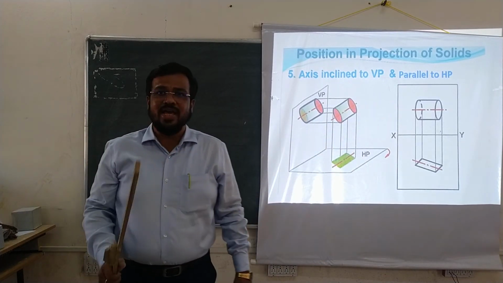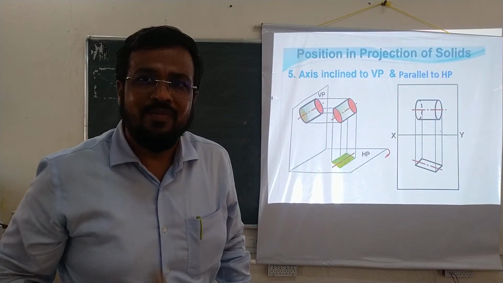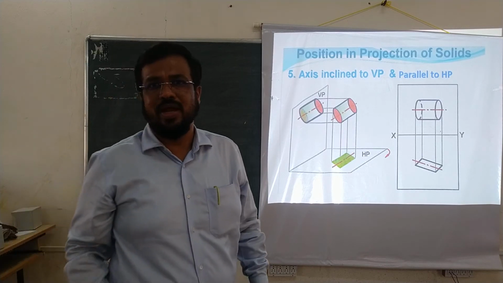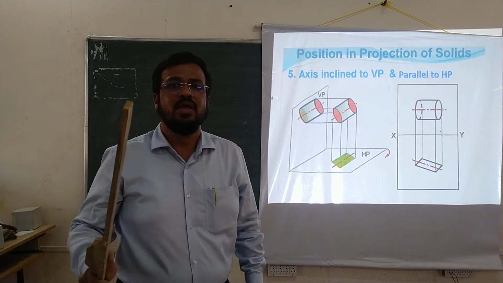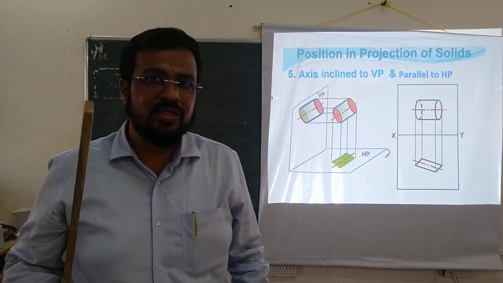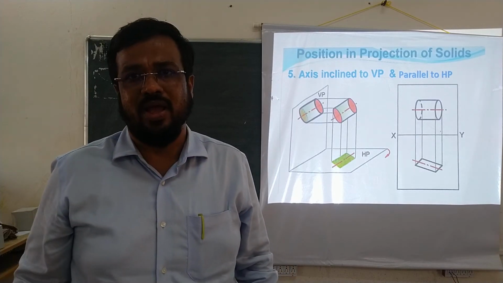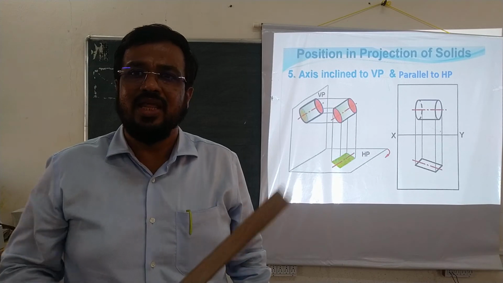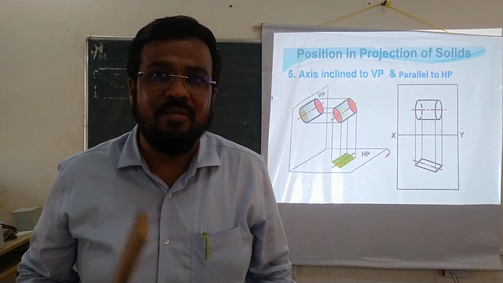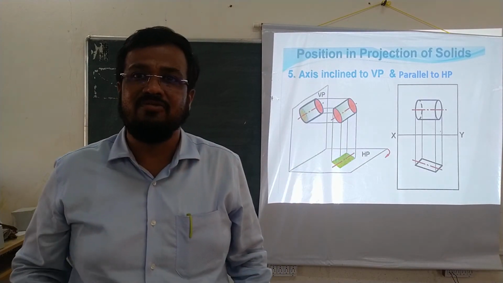Remember, when the axis is inclined to VP, it means the line is inclined to VP. And when the line is inclined to VP, my dear friends, it is known to us that its top view will show you the true length and true angle. And the angle made by the line in this case is not theta, but here it is a phi angle, phi.